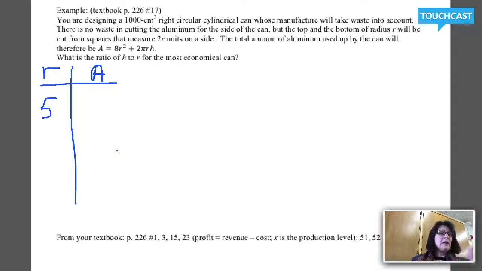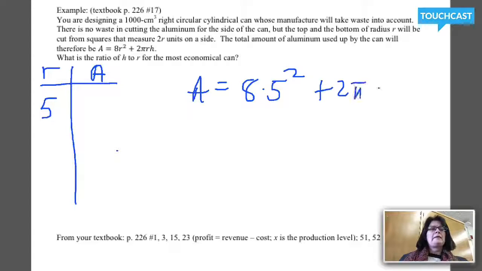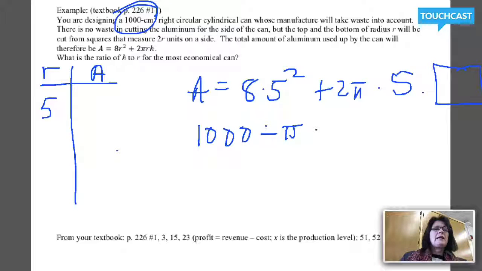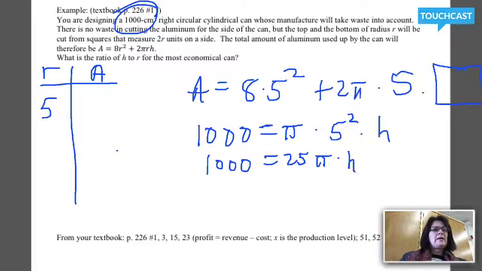I could compute the surface area, but let's ask ourselves, did they actually ask for it? The question here: what is the ratio of h to r for the most economical can? We could find it. A is going to equal 8 times 5 squared plus 2 pi times 5 times, I'm going to have to stop and figure out what the height is. What is the height that makes the radius 5 that still keeps my can at a volume of 1,000? So 1,000 equals pi times 5 squared times h. So I have 1,000 equals 25 pi times h.